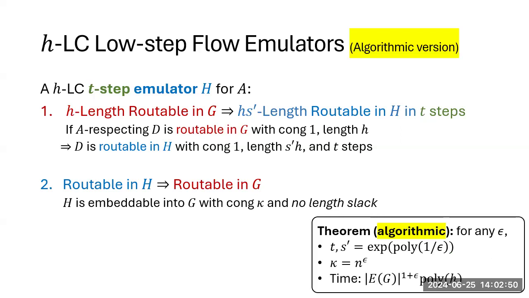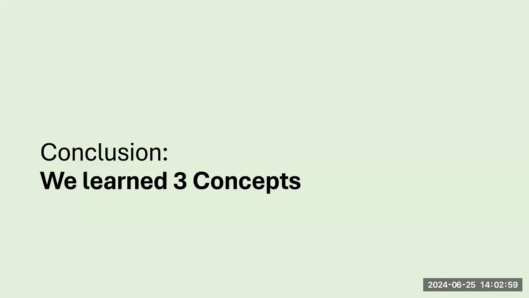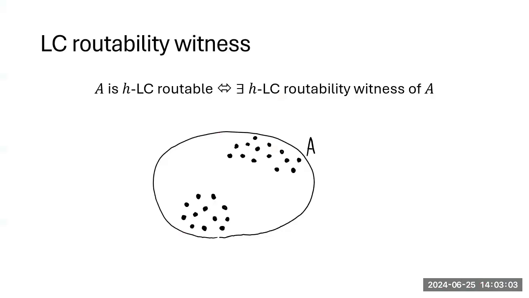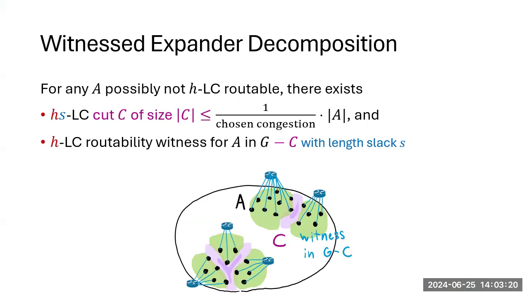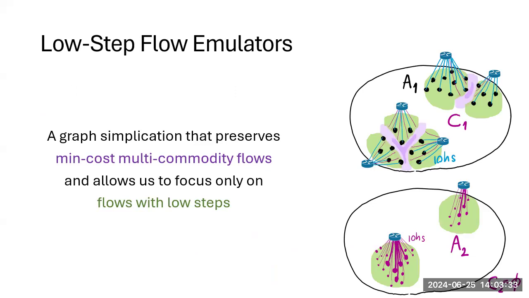For the algorithmic version, you can build it in basically linear time, but with this poly factor. So we learned 3 concepts, 3 pictures. Keep this in mind. When the node weighting A is routable, it means that there is a witness router on top, an embedding with good length and congestion. If it's not routable, there still exists an expander decomposition where you increase the length a bit, and after the length increase, it's routable. And you see how to build a low step flow emulator. That is the core object in both of the next 2 days. It's a graph simplification that preserves both length and congestion. And once you have it, you just focus on flow with constant steps.